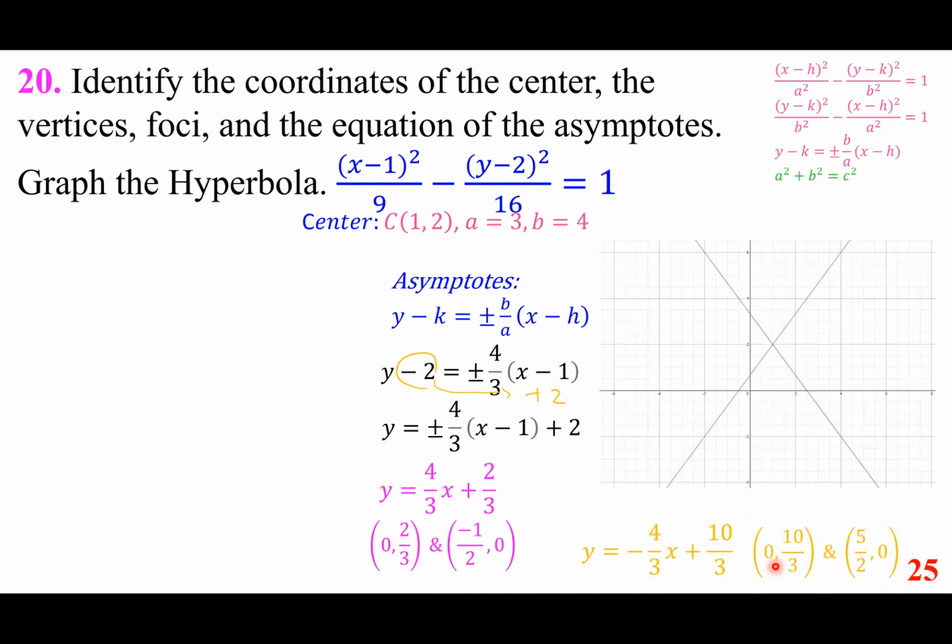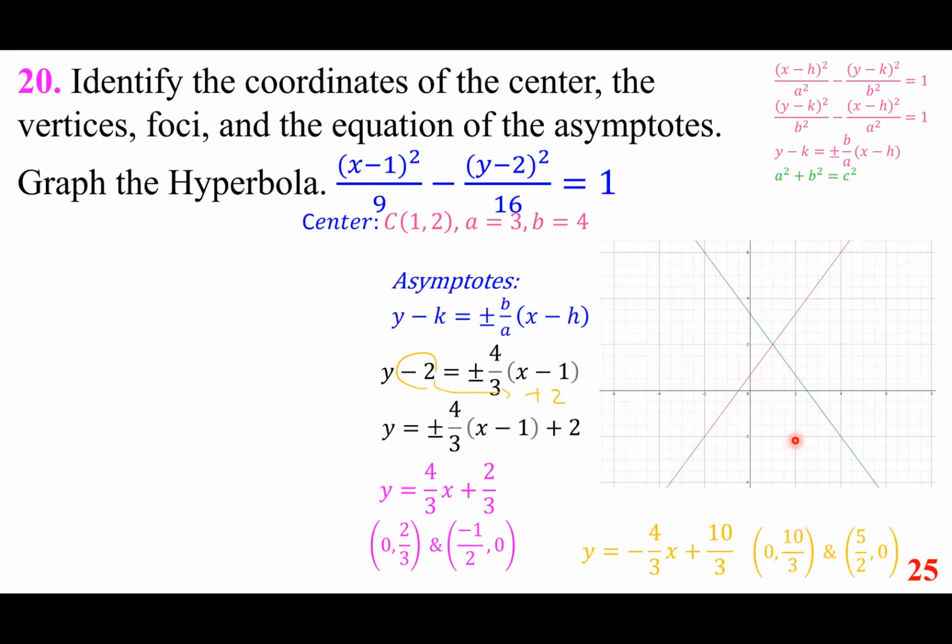So plot those two pairs, and you can graph it. It may be a little bit hard to see because of the scaling. So (0, 2/3) is here. (-1/2, 0) is here, and that's the red line. And this one, (0, 10/3).